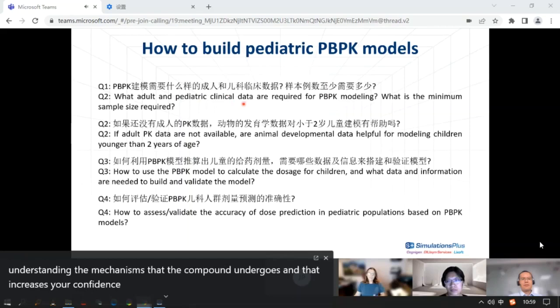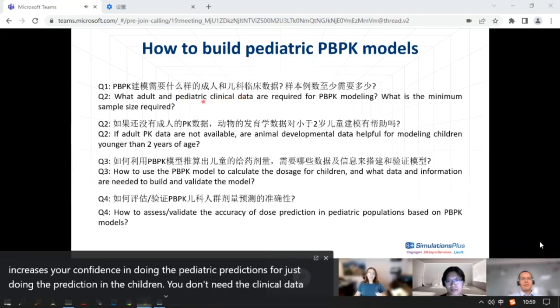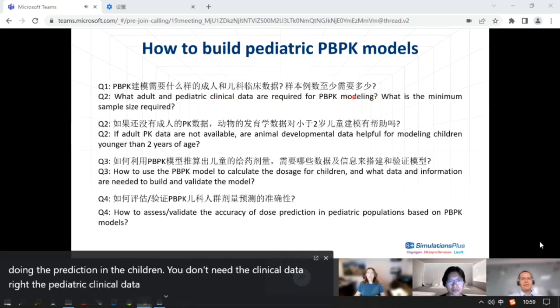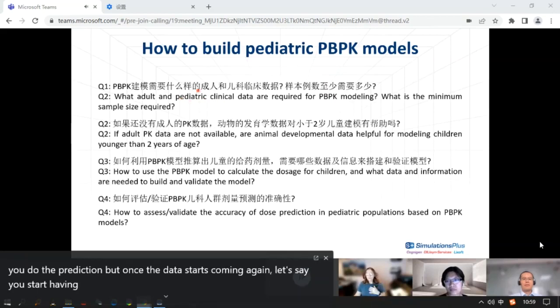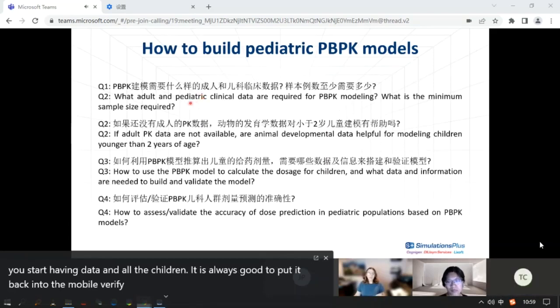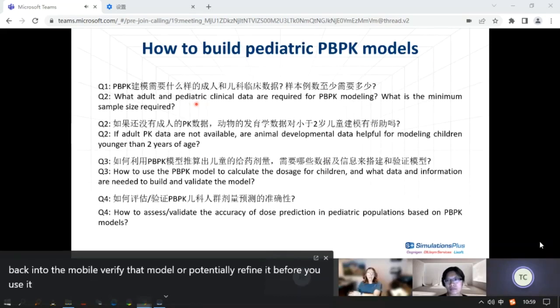For just doing the prediction in the children, you don't need the pediatric clinical data. That's what the model is for, to help you do the prediction. But once the data starts coming in, let's say you start having data in older children, it is always good to put it back into the model, verify that model, or potentially refine it before you use it to start predicting younger and younger children.